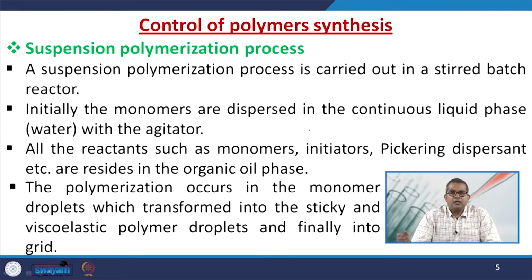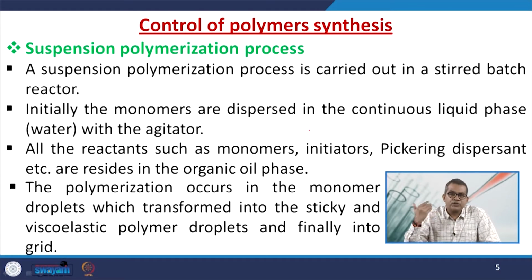Another is the suspension polymerization process. Usually it is carried out in a stirred batch reactor, so that the viscosity and proper dissipation, or uniform distribution, of the heat can be managed. Initially, the monomers are dispersed in a continuous liquid phase, sometimes water or sometimes another solvent, with an agitator. All the reactants such as monomer, initiator, and sometimes Pickering dispersant, reside in the organic oil phase.